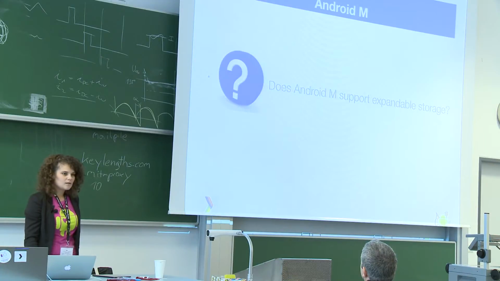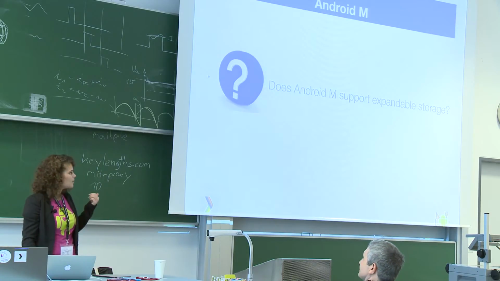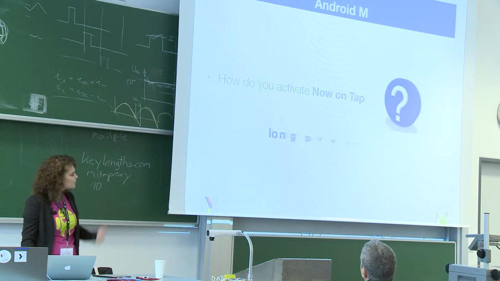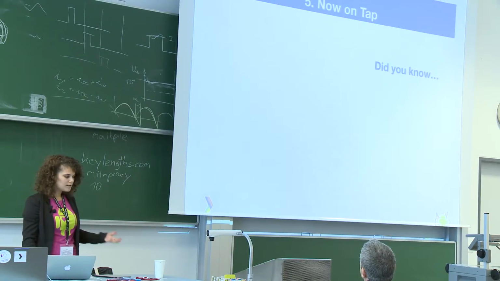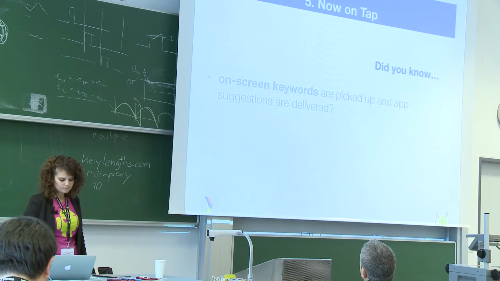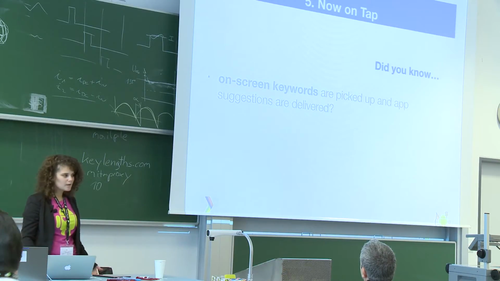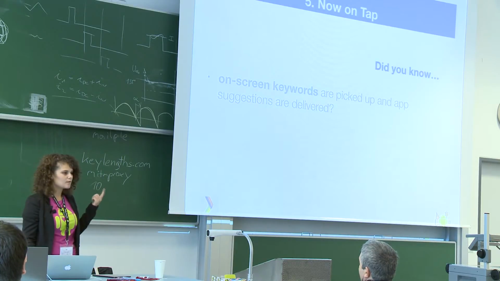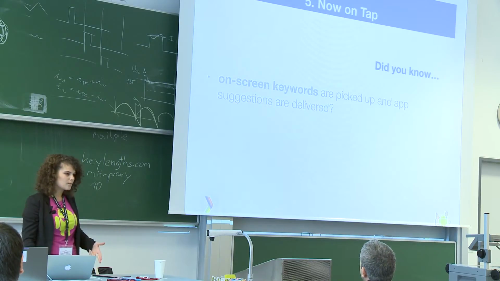So basically what Now on Tap does, it takes on-screen keywords and starts Googling for them, and you get either app ideas, or you start Googling for that. So these are people or places or things mentioned in web pages, Google apps, or third-party apps. So just use Now on Tap and you will get a list of specifications, what you can do.